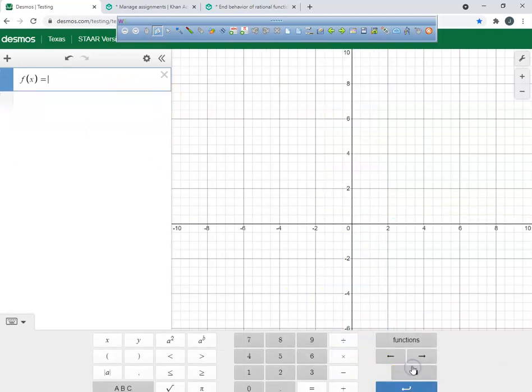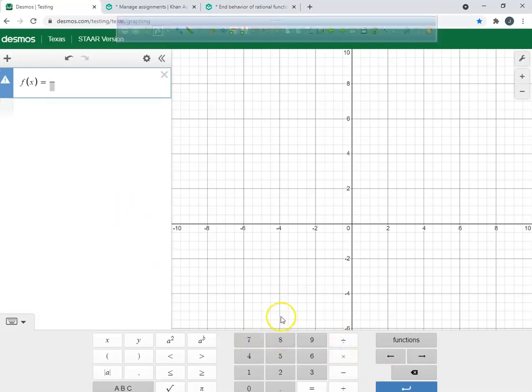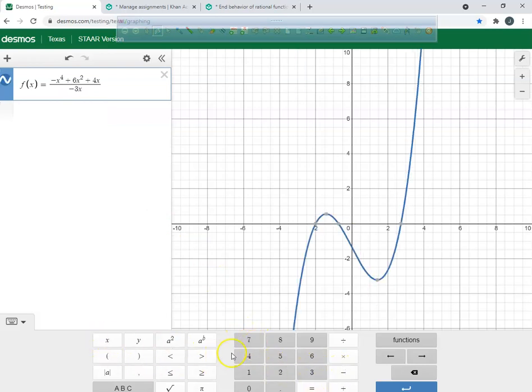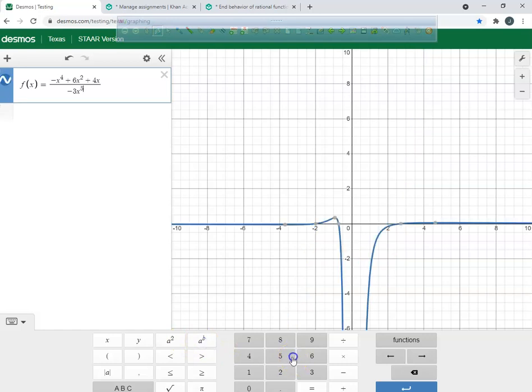All right, first thing I'm going to do is type in a division sign. What's my numerator? Negative x to the power of 4 plus 6x squared plus 4x, and what's in the denominator? Negative 3x to the power of 5 plus x to the power of 4 minus 8, and that's it.